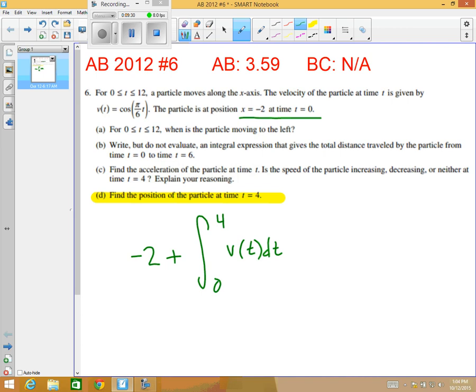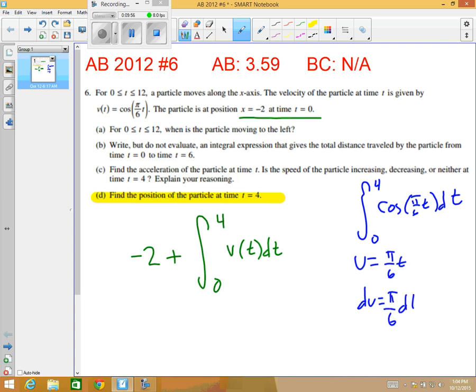Now you have to take that antiderivative. So let's do that as a little side problem. We want to know the antiderivative from 0 to 4 of v of t dt. That looks like a u substitution problem, so we have to say something like u equals pi over 6 t, du equals pi over 6 dt. Get rid of that constant: 6 over pi du equals dt. So now we've got this set up a little bit. We can start using it.